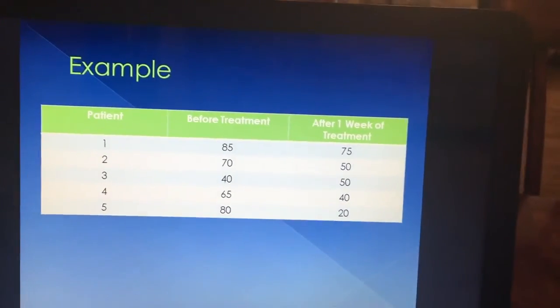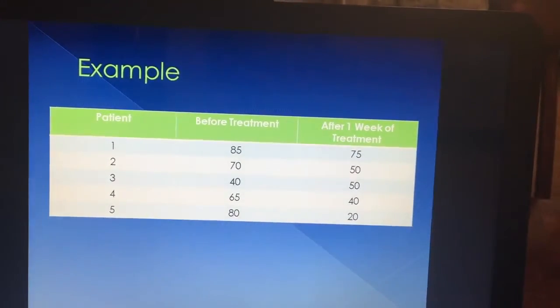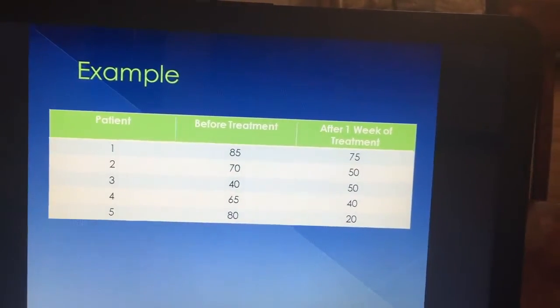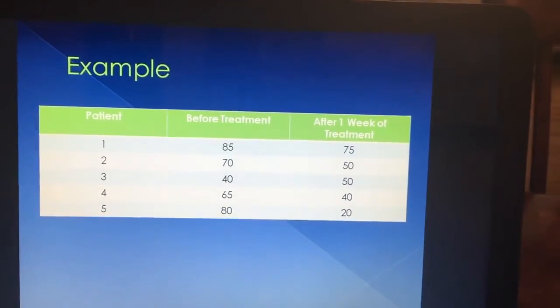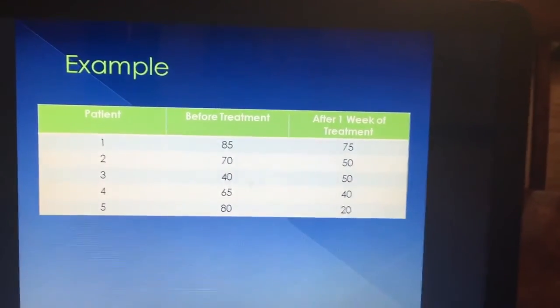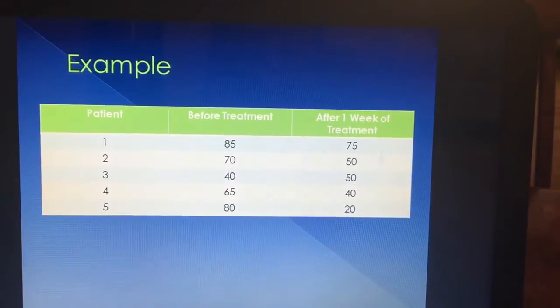In this example, the study assessed the effectiveness of a new drug designed to reduce tremors in patients diagnosed with Parkinson's disease. There are 5 patients. These scores were their tremors before treatment. This was after 1 week of treatment.